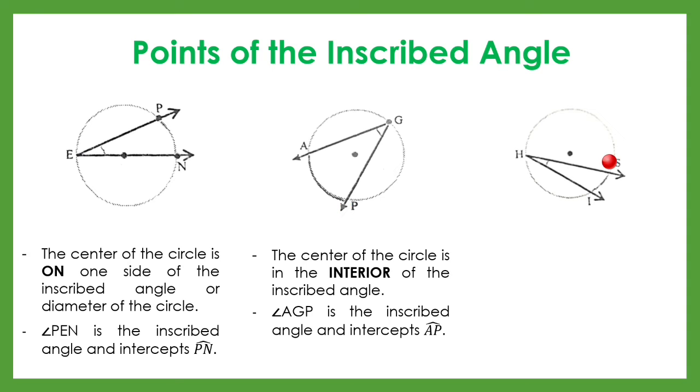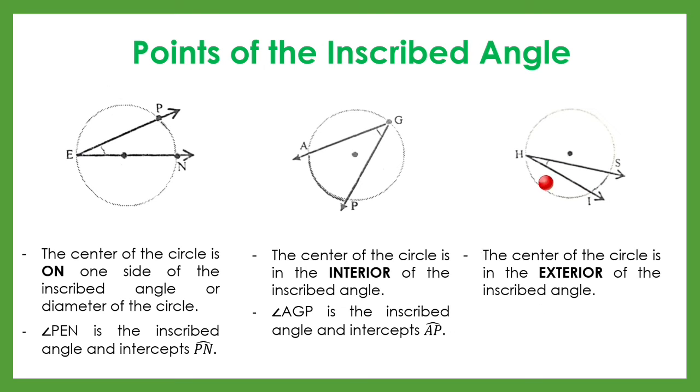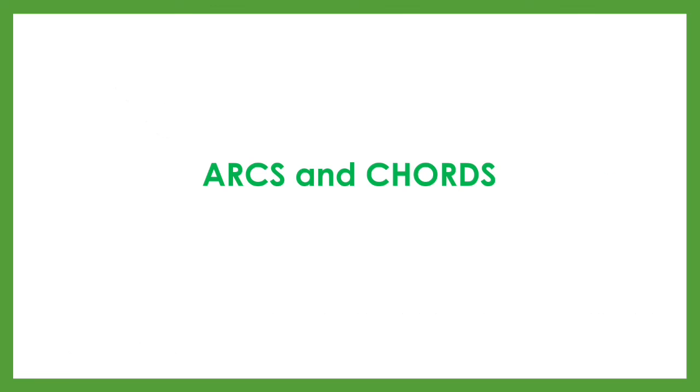And then last, so this is the inscribed angle. So, yung center natin nandun sa labas. So, the center of the circle is in the exterior of the inscribed angle. So, ito yung ating inscribed angle. So, nandun sa labas yung center. So, nasa exterior ng inscribed angle. So, what is our inscribed angle? Our inscribed angle is angle IHS and the intercepted arc is arc IS. Let us now have the arcs and chords.